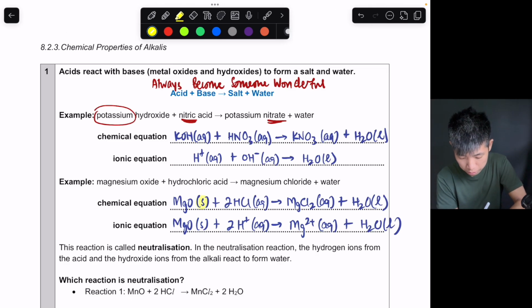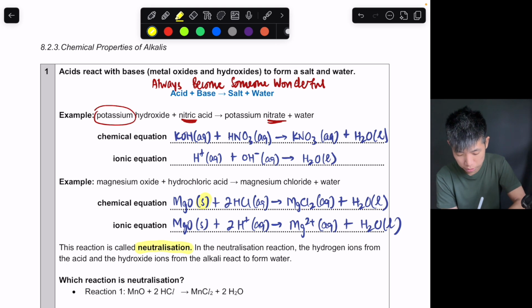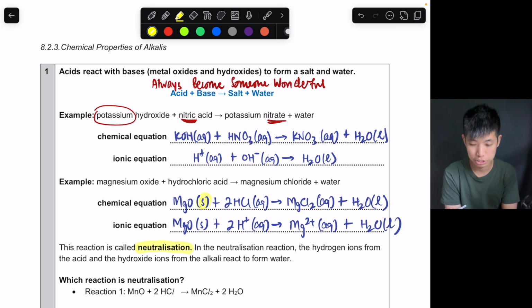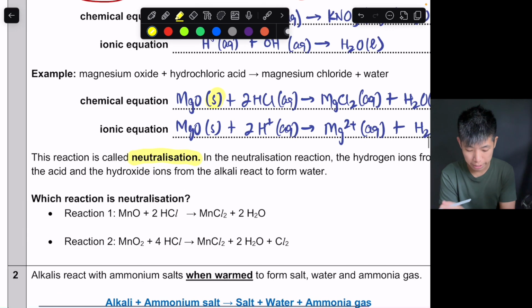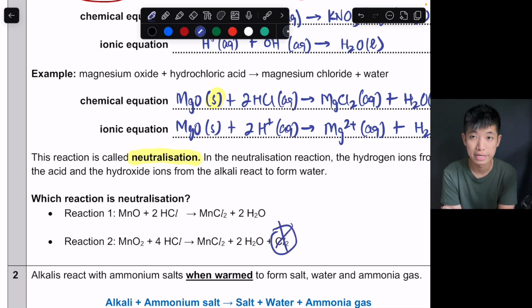For the second one, take note, magnesium oxide is a base because it is insoluble in water, so we do not split up magnesium oxide. This type of reaction between an acid and base is known as neutralization. Make sure you know that neutralization is a reaction that produces salt and water as the only products. If you look at the example below, both involve an acid and base. But for reaction number 2, because it produces additional chlorine gas, that is not considered neutralization.